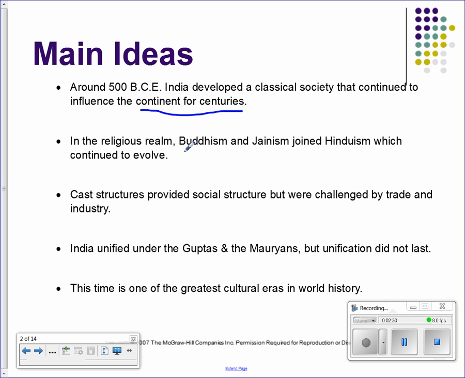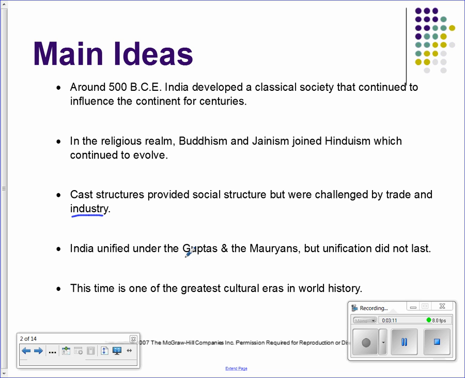The creation of two new religions and the evolution of Hinduism, so Buddhism, and then a religion called Jainism, which again, we're going to discuss in a different PowerPoint, changed the cultural landscape, and the evolution of Hinduism was also very important. Caste, and this should have an E here. Caste structures provided a lot of social structure and stability, but they were challenged because of the increasing wealth of the middle classes or middle caste because of trade and industry. But again, the castes were very, very important to India's stability.